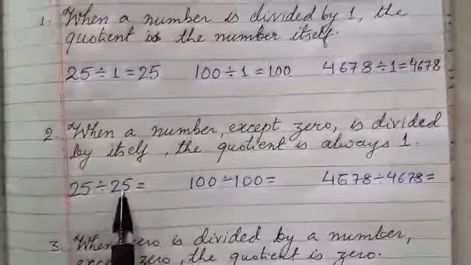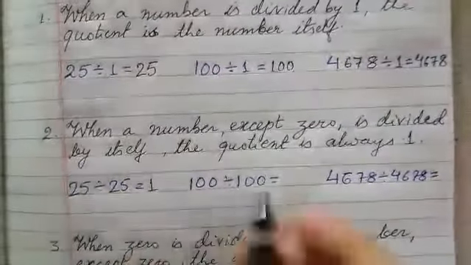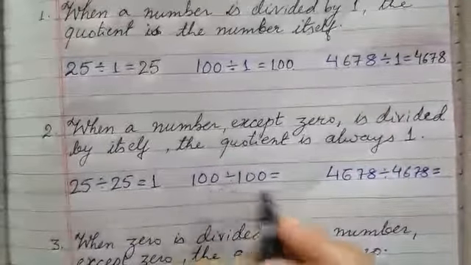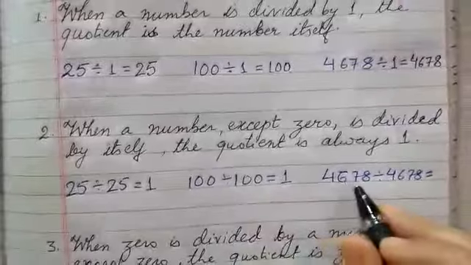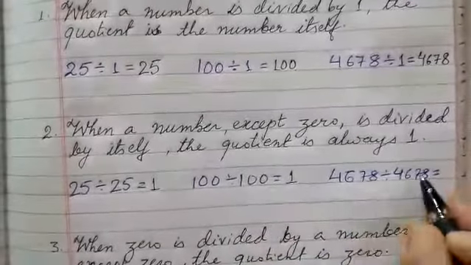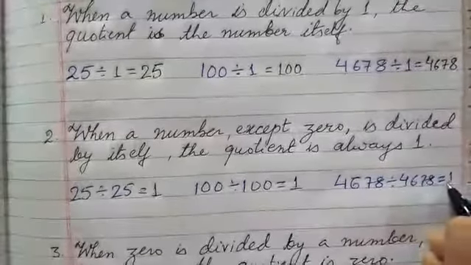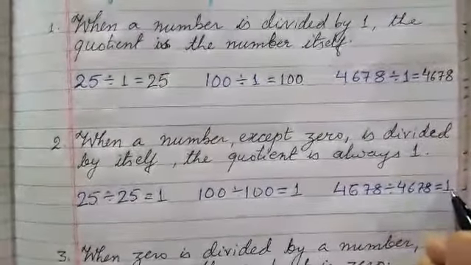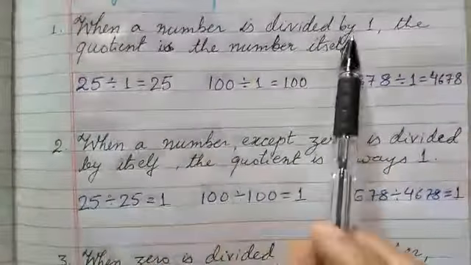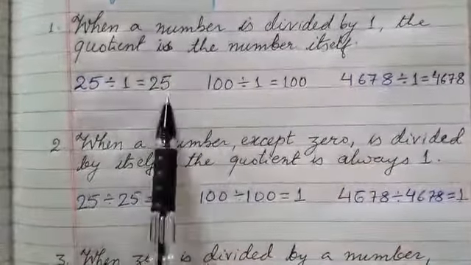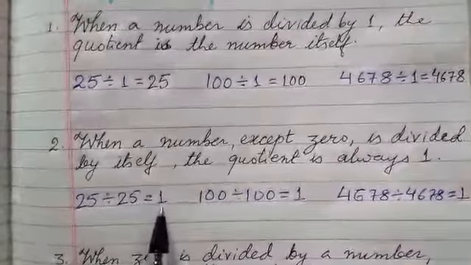25 divided by 25: 1 25 is 25. 100 divided by 100: 1 100 is 100. 4678, when we divide it by the same number, what will we get? 1 itself. So this is our second property, the opposite of the first one. When we divide any number by 1, we get the number itself. When we divide any number by itself, we will get 1 as the answer.